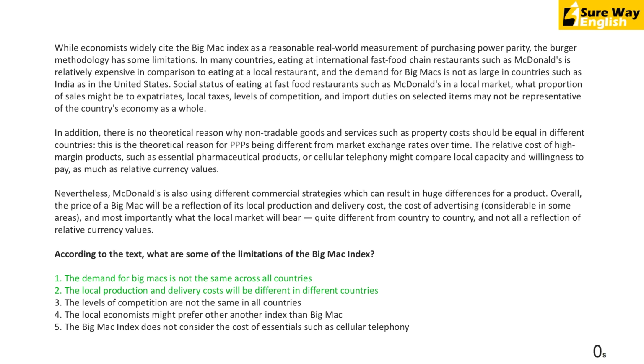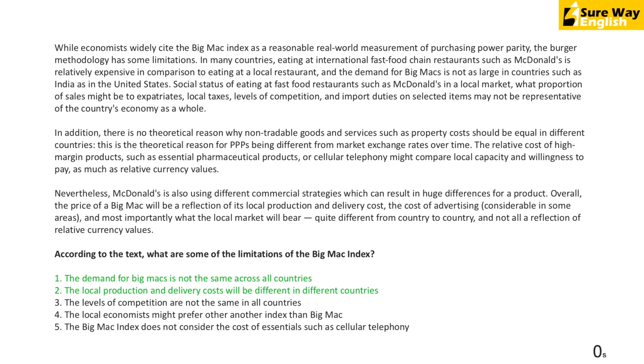Third one, the level of competition. The levels of competition are not the same in all countries. Now it does say that the levels of competition may not be representative of the country's economy as a whole. So what they are saying is that the level of competition when it comes to, let's say, fast food will be different from other products. So it doesn't represent the whole economy. It doesn't say that the level of competition is not the same in all countries. That's the problem with the Big Mac index. So third, that's not a selected option.